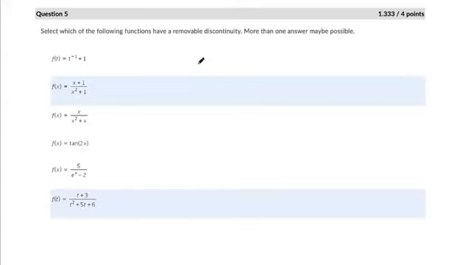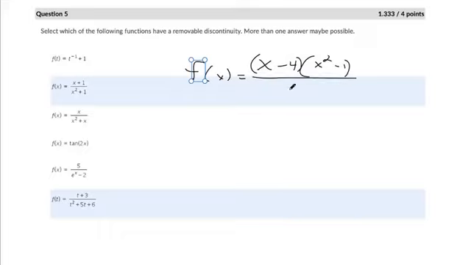A removable discontinuity happens if you have a function that you can factor and two of the factors are going to cancel out. So let's say we had a function, we factored it, it looks like this in the numerator and then this in the denominator. These can cancel out. X equals 4 is the removable discontinuity.